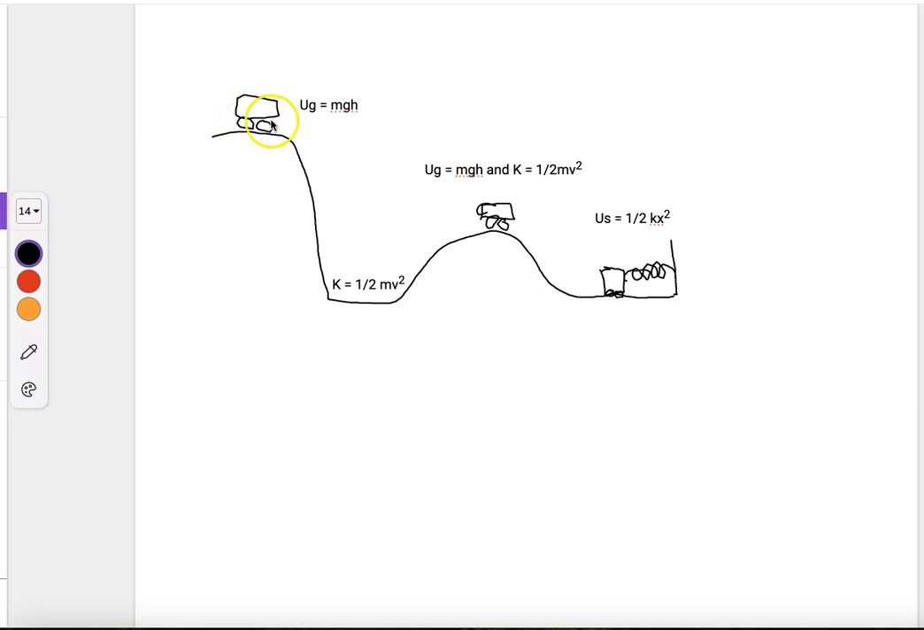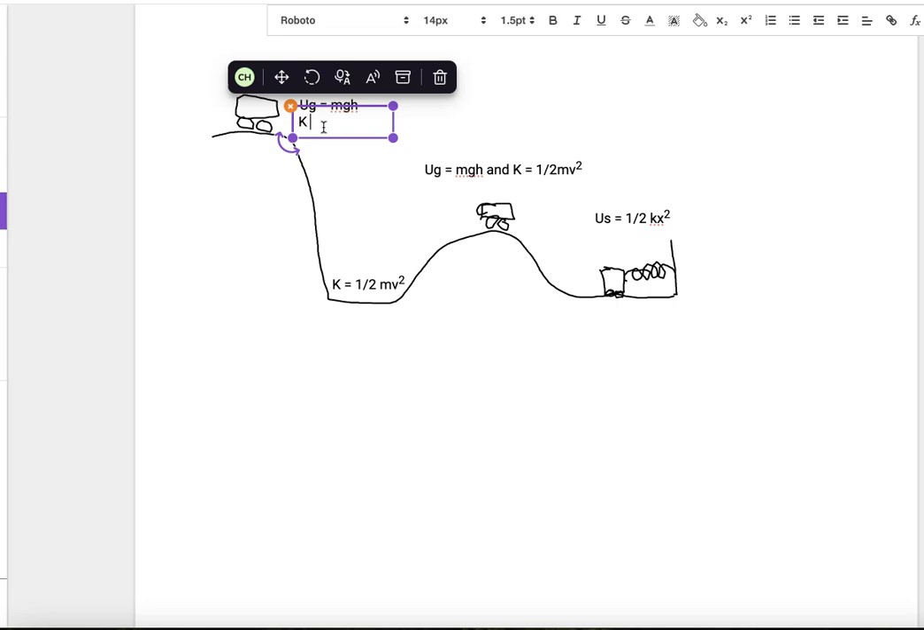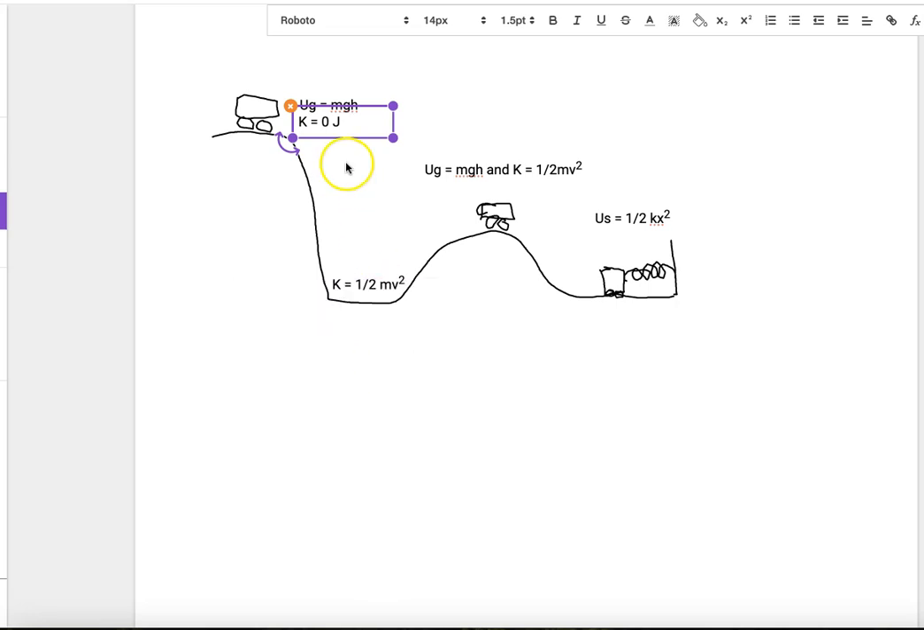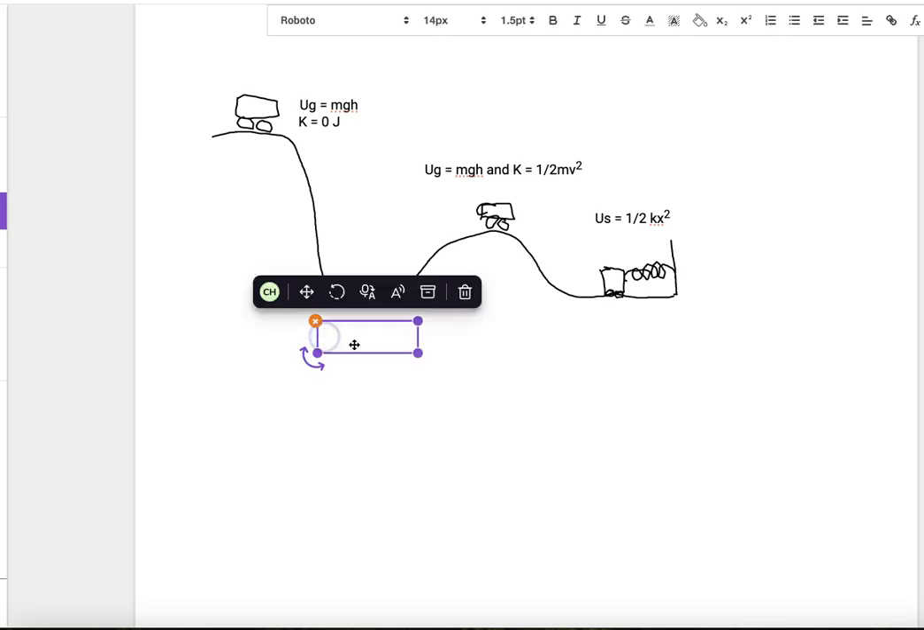So up at the top, we know that the roller coaster has potential energy due to gravity, and down at the bottom, it has kinetic energy. So if we want to know the work that was done, at the very top, remember, since it's all potential, there's no kinetic energy here. So this is 0 joules. But down at the bottom, I do have kinetic energy. So if I found out what the kinetic energy is at the bottom and subtracted it from 0, then that would be work. So work here is equal to the change in the kinetic energy.